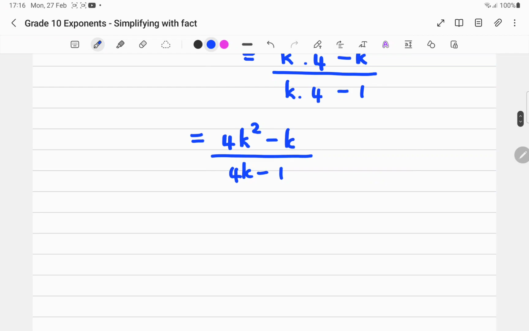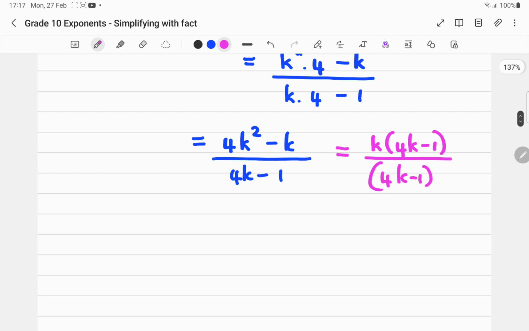And then you're going to say, okay, now I can sort of see what factorization should be done. I can take out a highest common factor of k at the top. And what is left? 4k minus 1. Oh, my word, look at that, 4k minus 1. And you can bundle it together. Why? Because it's alone at the bottom. Then they cancel out, and your answer is k.